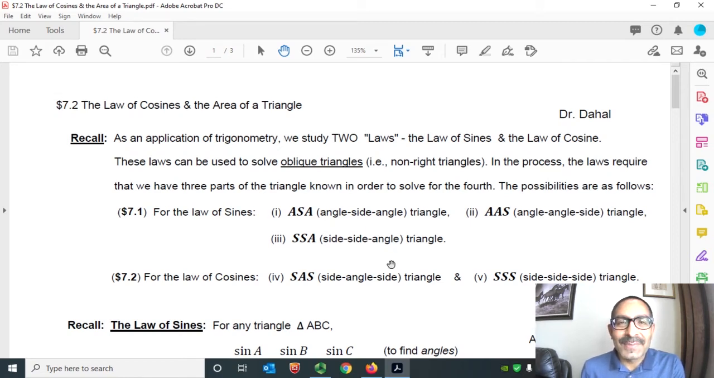In today's class I am going to cover the law of cosine and the area of a triangle. So let me start the class right away.